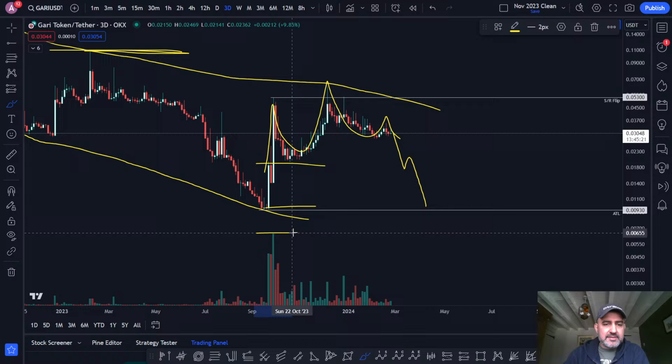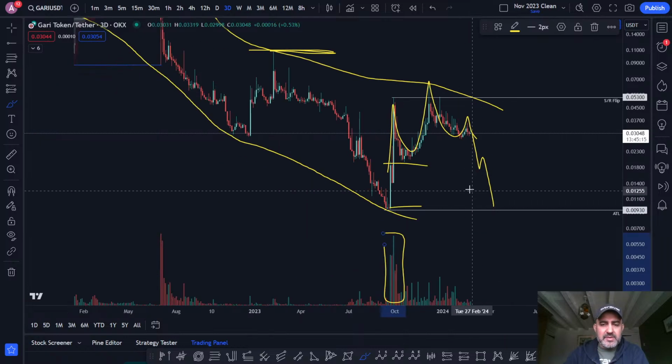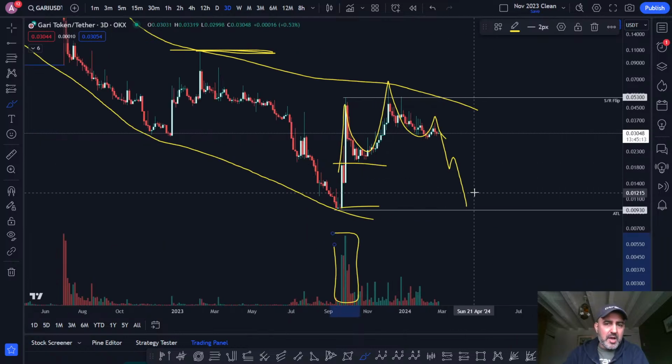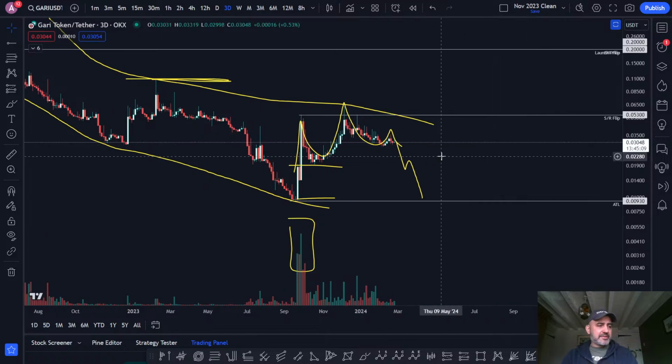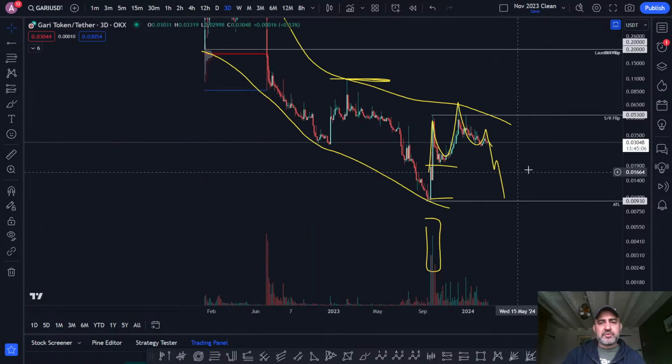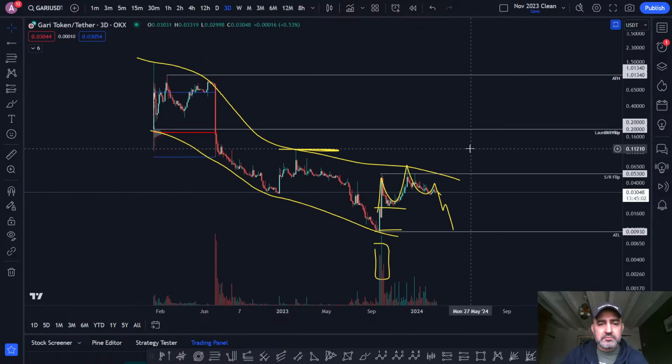I'm going to test all this volume. Let's test this volume. Let's see if these people dump. Let's see if these people hold. Let's see if these people buy more. But this is looking very ugly, my friends. Very ugly. I wouldn't buy this at all. Just avoid it.